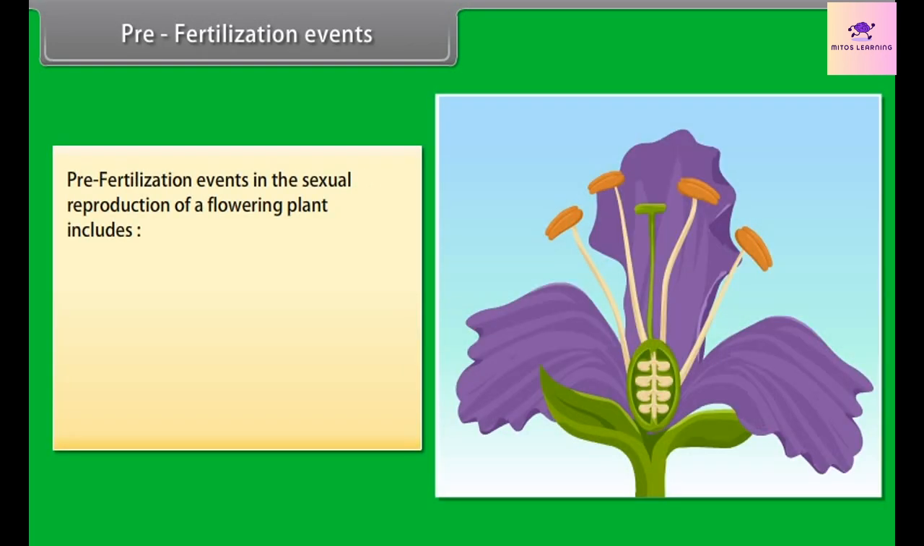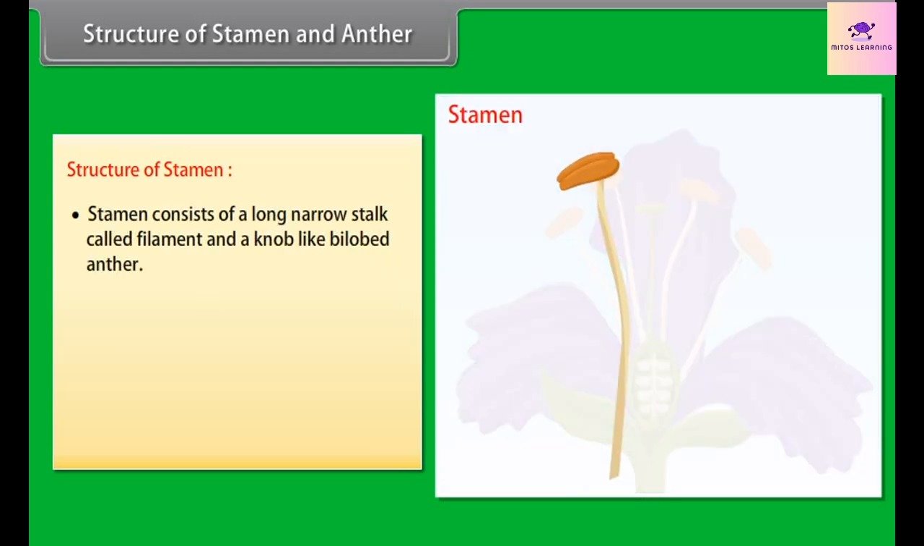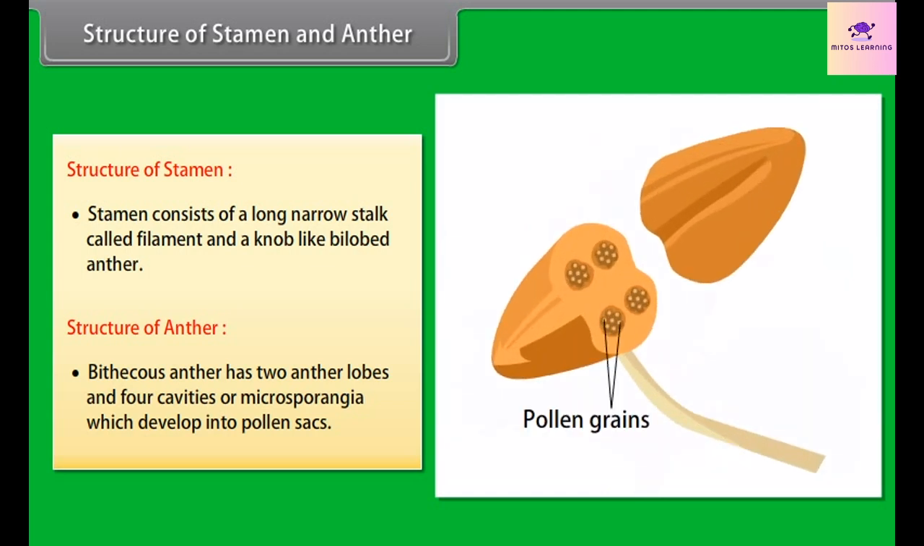Pre-fertilization events. Pre-fertilization events in the sexual reproduction of a flowering plant include microsporogenesis and development of pollen grains, megasporogenesis and development of female gametophyte. Structure of stamen and anther. Stamen consists of a long narrow stalk called filament and a knob-like bilobed anther. Structure of anther. Anther is bithecous: it has two anther lobes and four cavities or microsporangia which develop into pollen sacs.